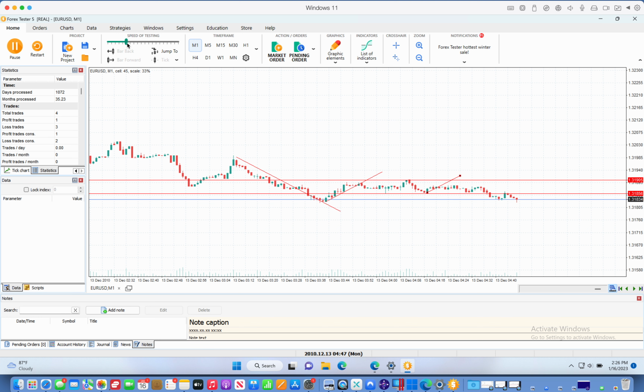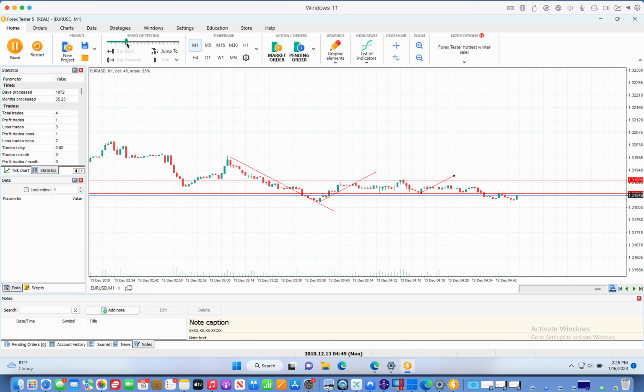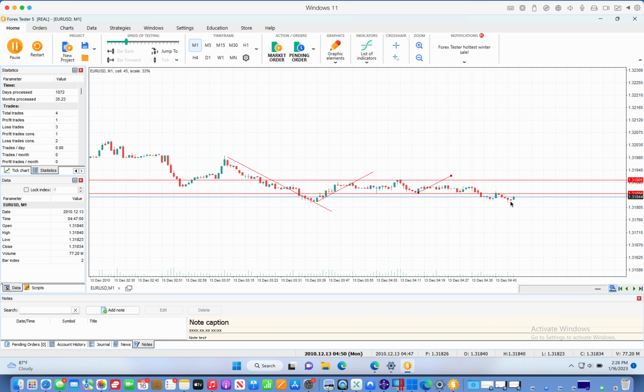Okay, still showing that move to the downside. Totally fine. I'm just not interested. Way too many times sellers fail to break it down. So unless I see a big move down, I'm not looking for sells.